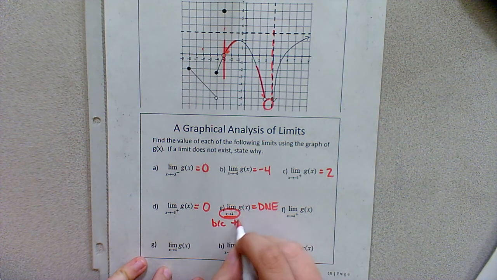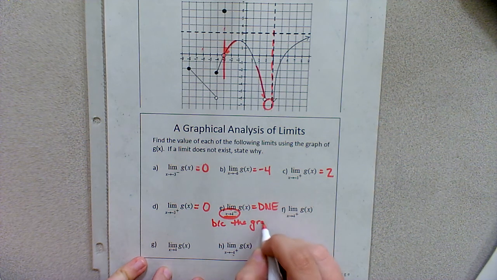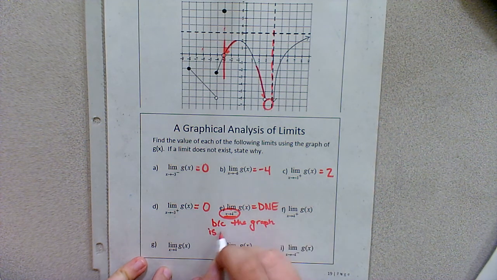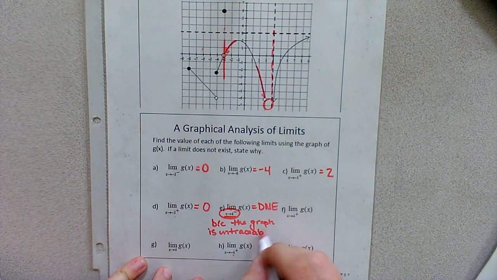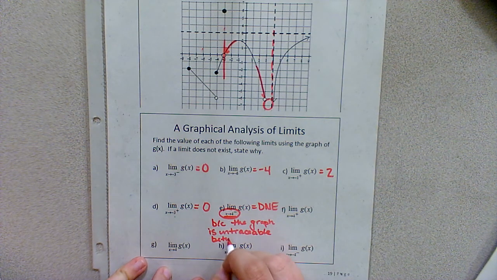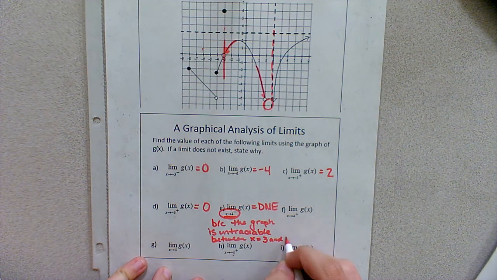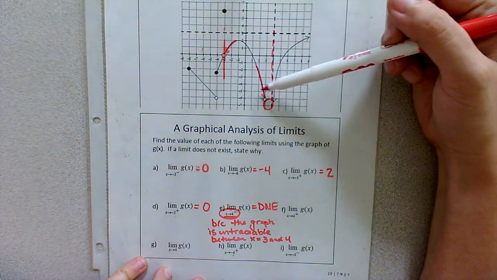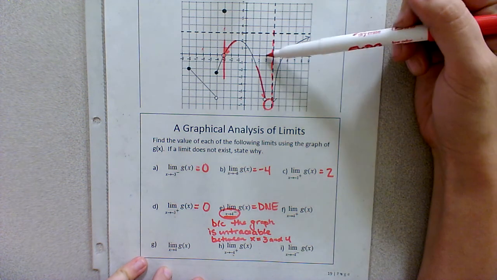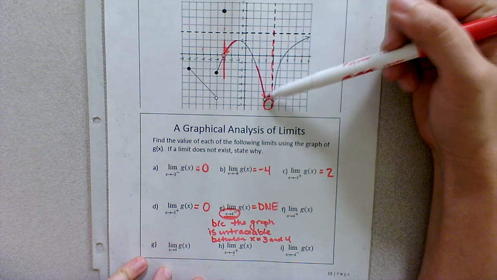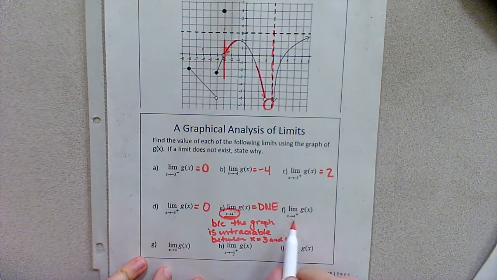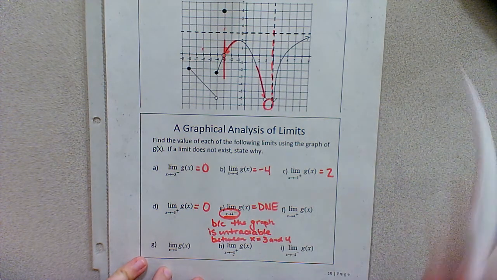So we'll say because the graph is untraceable between x equals 3 and 4. There's no way for us to approach 4 from the left because we have to stop at that hole at 3. We can, however, trace the right-hand side.